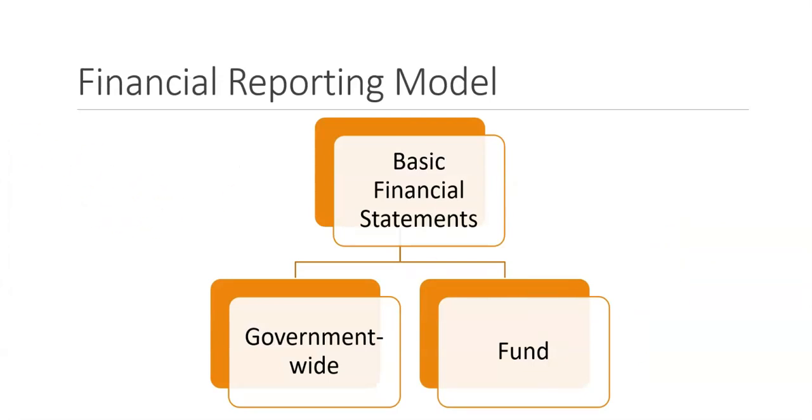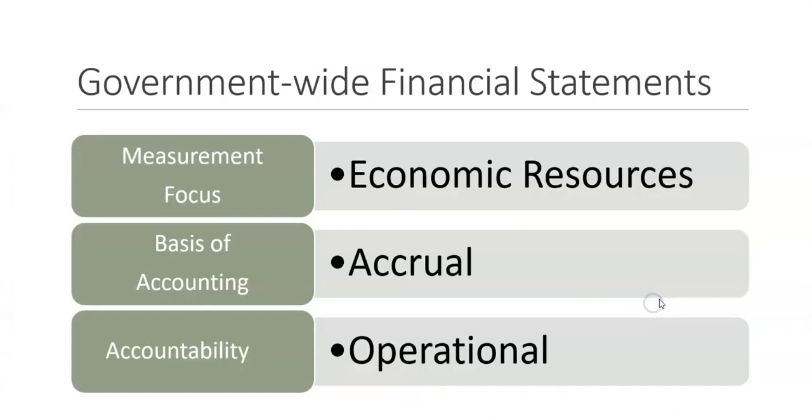We have our basic financial reporting model, which has our basic financial statements, and then we separate out between government-wide and fund information. Government-wide are our full government activities, and then funds get broken out into multiple different activities. We're going to learn about all of these activities through various future chapters.